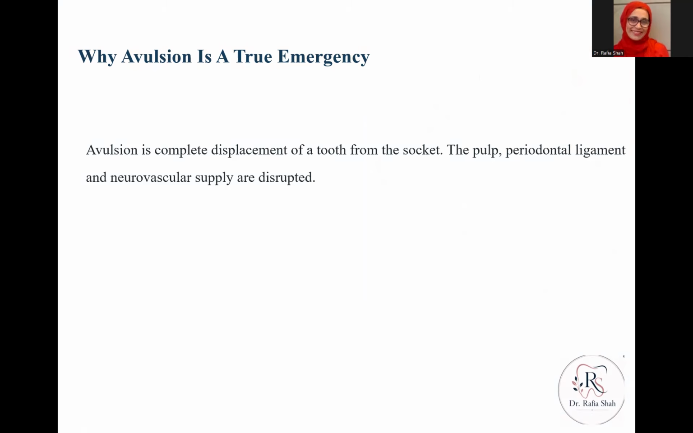When the patient gets an injury that results in complete displacement of the tooth, it means the tooth is intact, but it is displaced out of the socket. When it is displaced out of the socket, it means it got severe trauma, which led to destruction of its periodontal ligament. Its neurovascular supply is cut off, and the tooth is avulsed, meaning the tooth is displaced outside the socket.